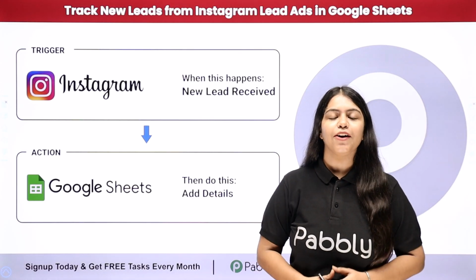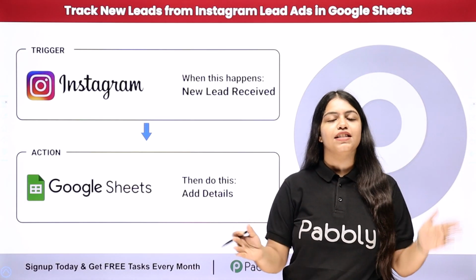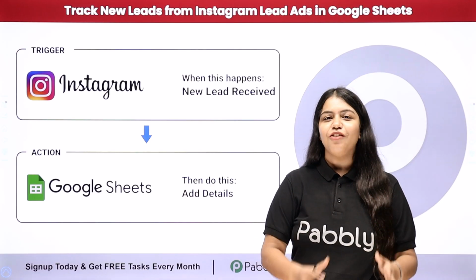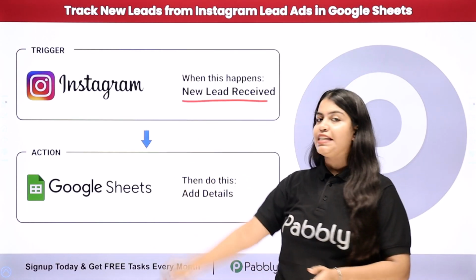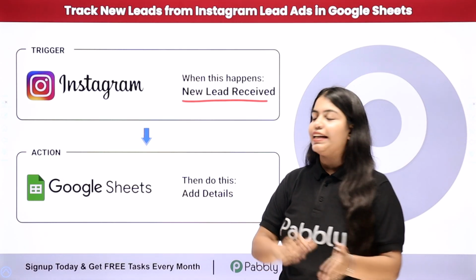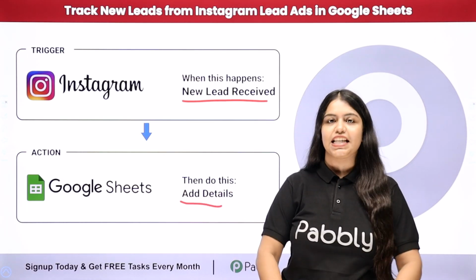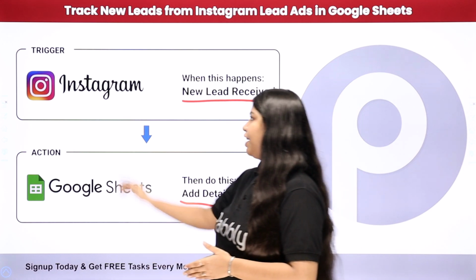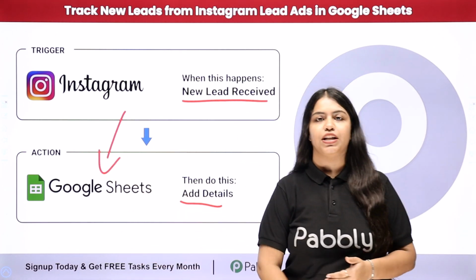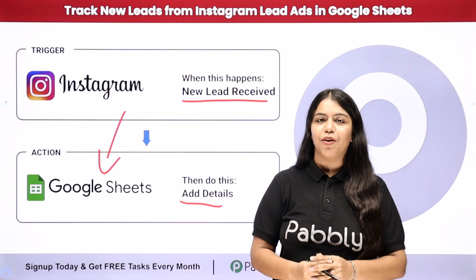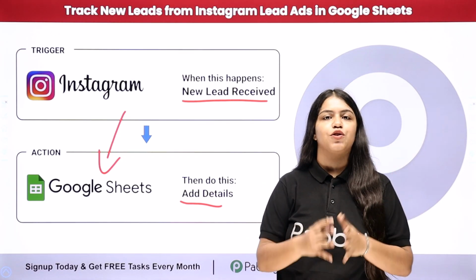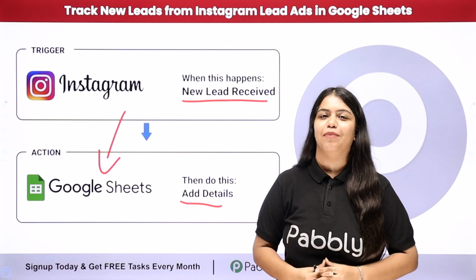So like you, I also use Instagram ads to get more leads for my own business. And now what I want is that whenever we receive a new lead from Instagram, I want to add the lead details into my Google Sheets. So to do this, we are going to create a connection between Instagram and Google Sheets, and we are going to create this connection without knowing any programming or coding language using an amazing automation software which is Pabbly Connect.